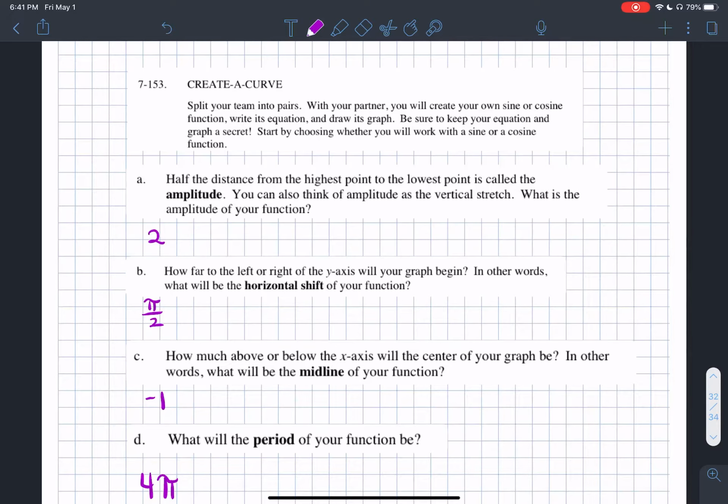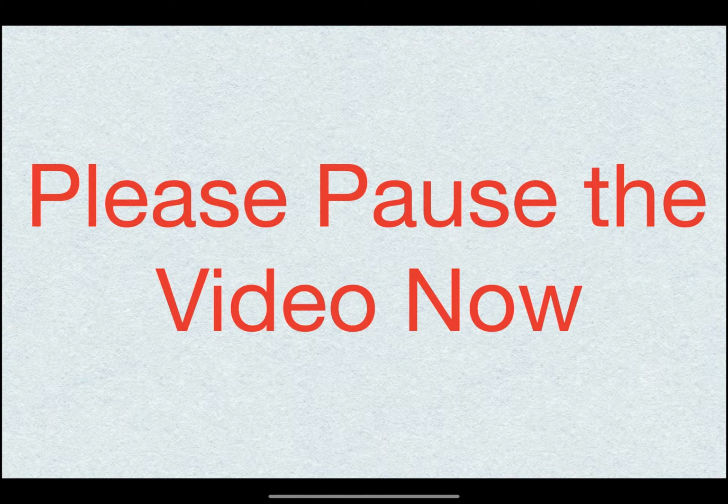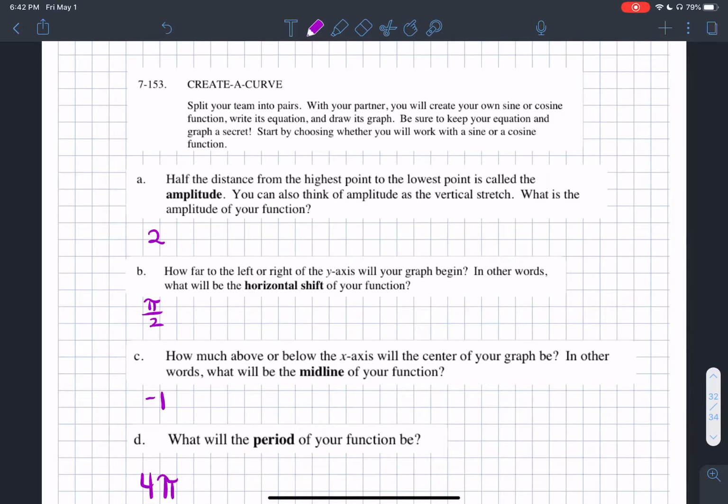Now that you've chosen your amplitude, please read part B and think about what it's asking you to do. Pause the video now to read part B. Now that you've read part B, it's asking you to choose a horizontal shift. So I'm choosing a horizontal shift of pi over 2. So please choose a horizontal shift that is something other than pi over 2. Please choose your horizontal shift now.